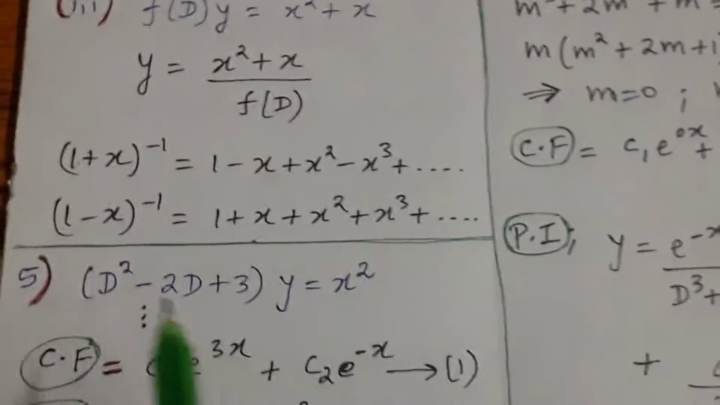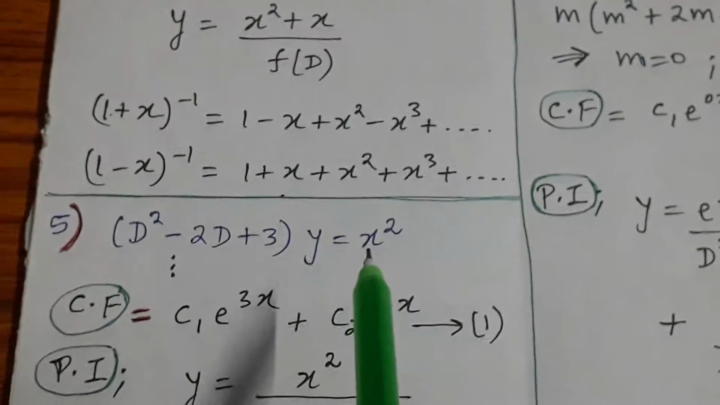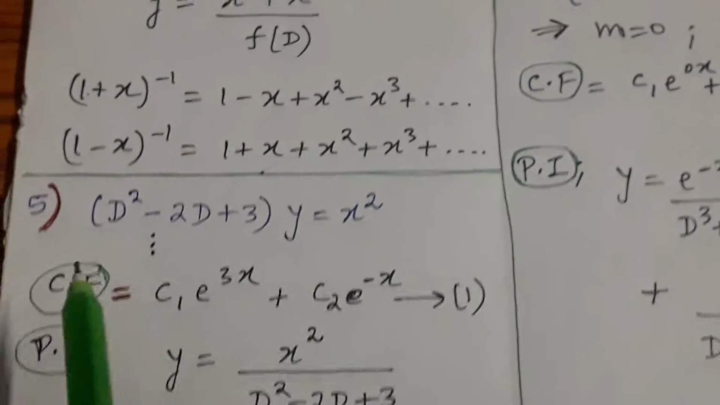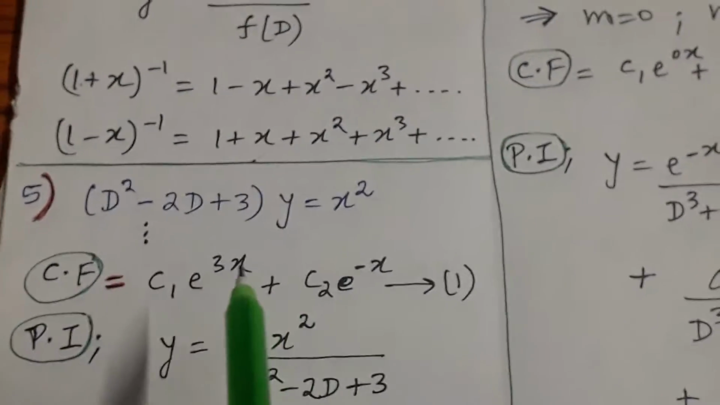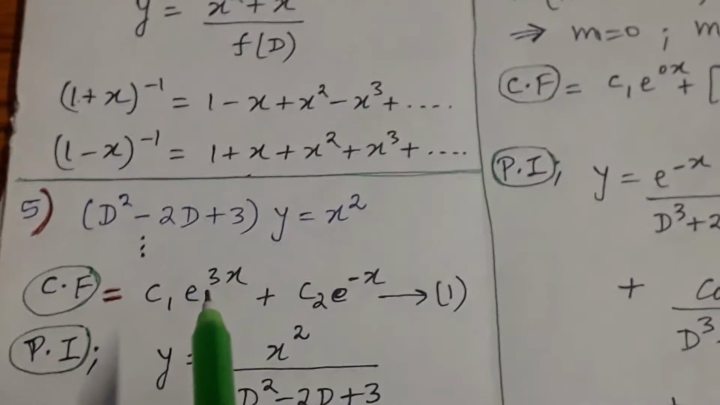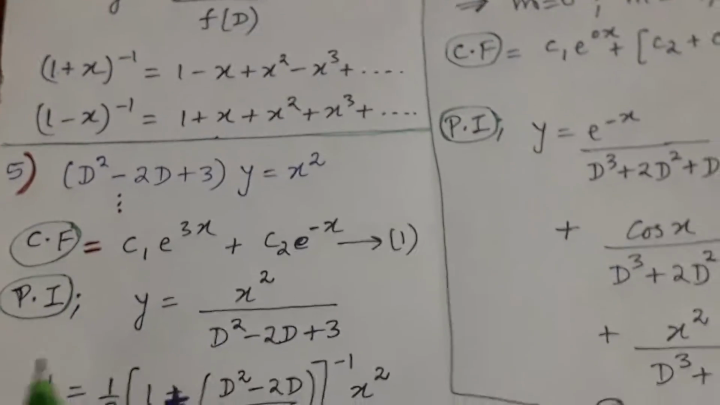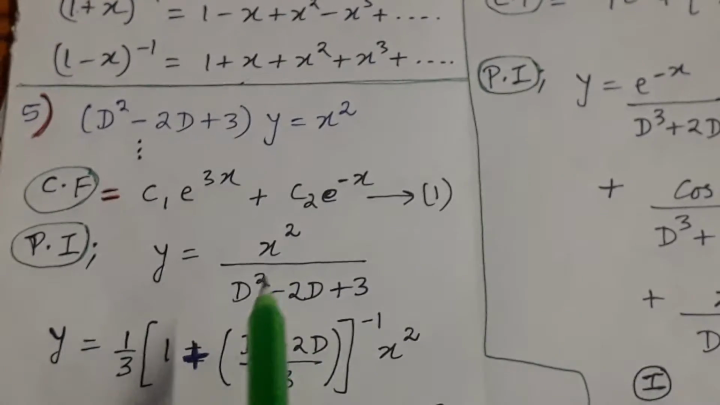Now we will see a problem. Function of D of y is equal to x square. You know how to find the complementary function; you can see the previous videos. For lack of time, I am not telling all this. Particular integral, how to find, is the main thing about this video.